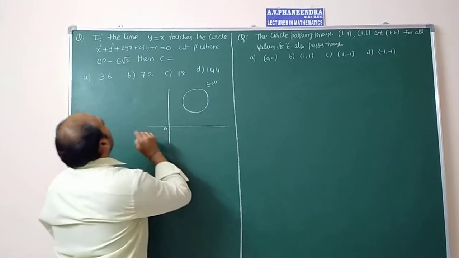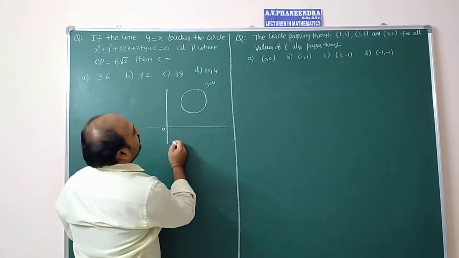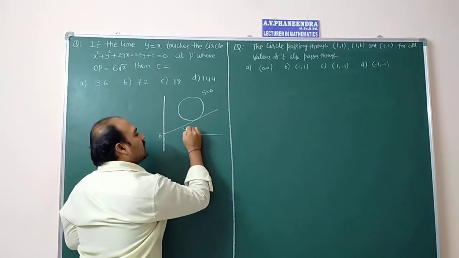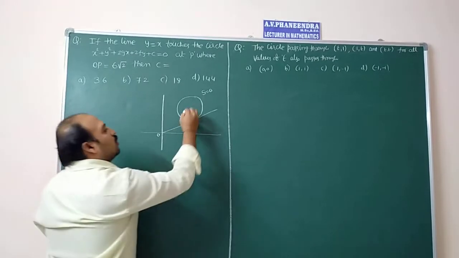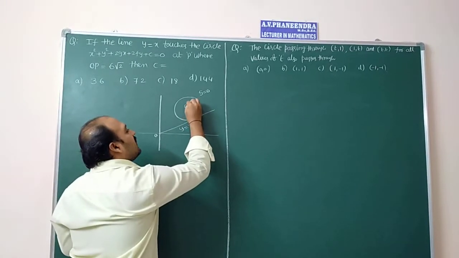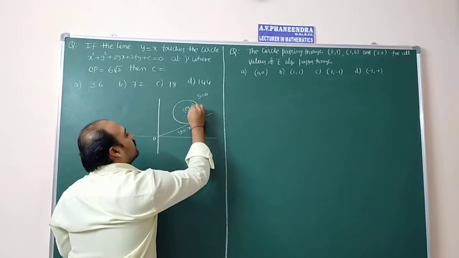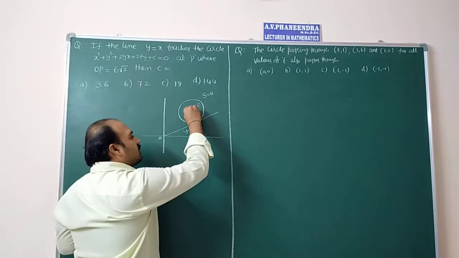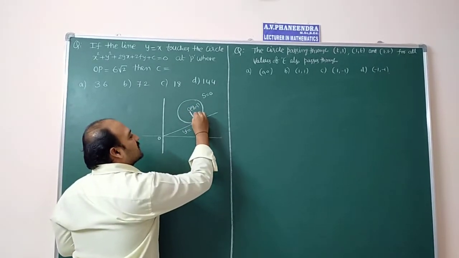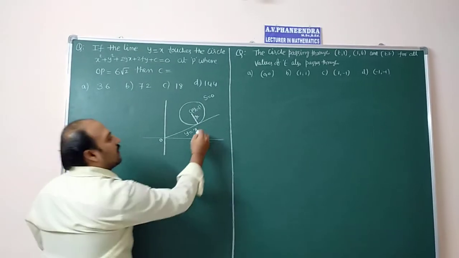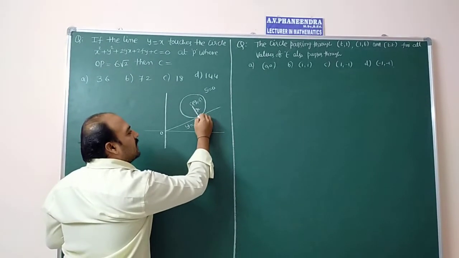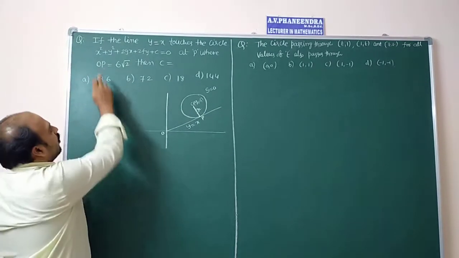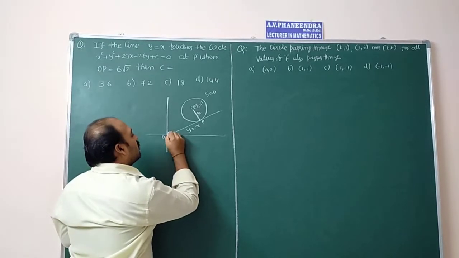This is the origin. If the line y is equal to x touches the circle, this is the y is equal to x line touching the circle, whose center is what? Center is obviously minus g comma minus f. Draw a perpendicular here, that is the radius of the circle. This line y is equal to x touches at P, they mentioned, touches at P. OP value is given as 6 root 2.